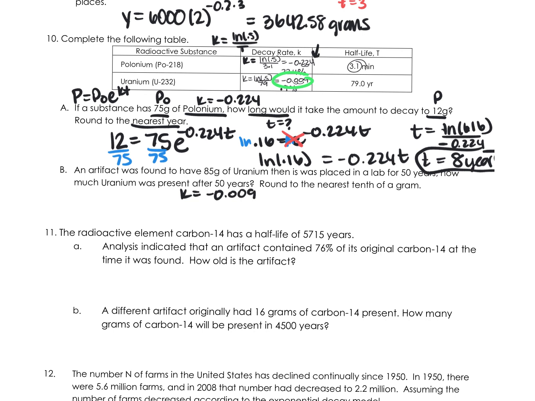And so it starts with 85, so that's P0. It was placed in a lab for 50 years, so that's T. And now we want to know how much. So we'll look for how much we have now, starting with 85. K is negative 0.009, and time is 50 years. Type that into your calculator, and you'll get 54.2 grams if you round to the nearest tenth.